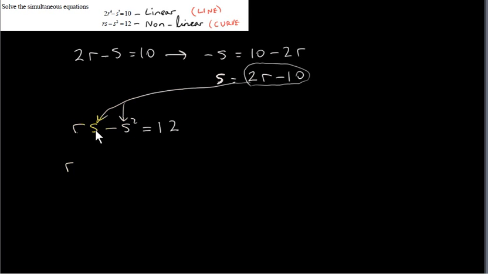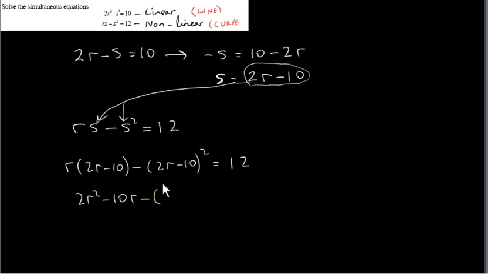So we have r times 2r minus 10. You'll have to put 2r minus 10 in brackets because there are two terms in it. Then we have a minus sign. Then we have s squared. We have to square this thing here and set it equal to 12. Okay, if we multiply r into this, we get r times 2r is 2r squared. R times minus 10 is minus 10r.